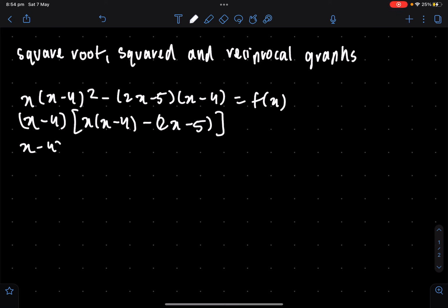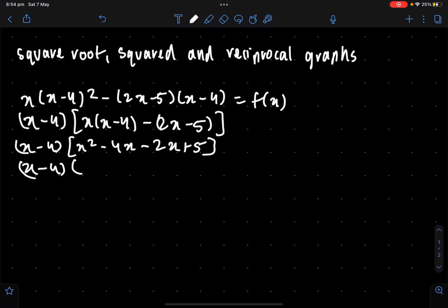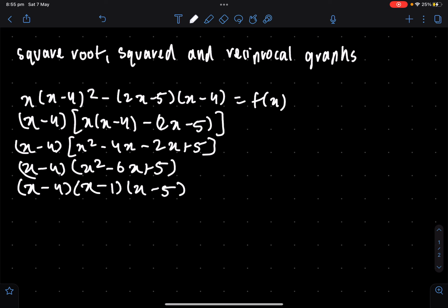We can simplify this, simplify the right bracket. x squared minus 4x minus 2x plus 5. And one more simplifying step. x squared minus 6x plus 5. And now we can factorize this to (x minus 1)(x minus 5). And that is our function.